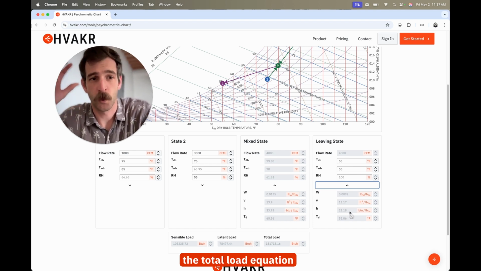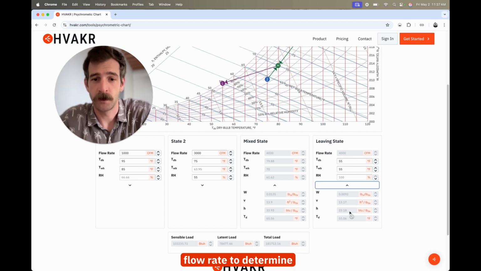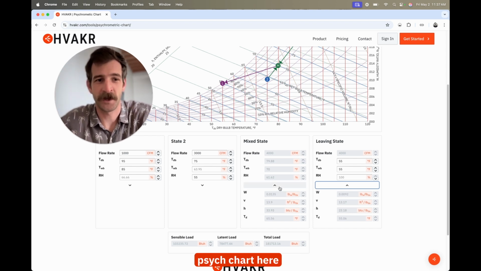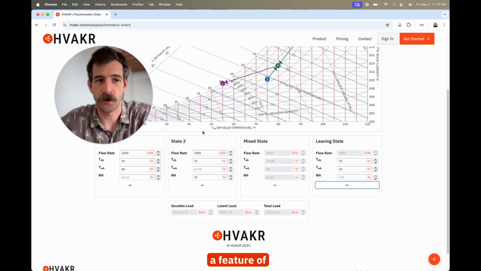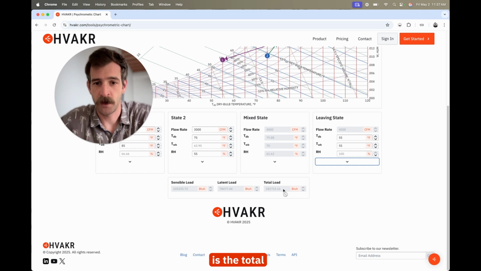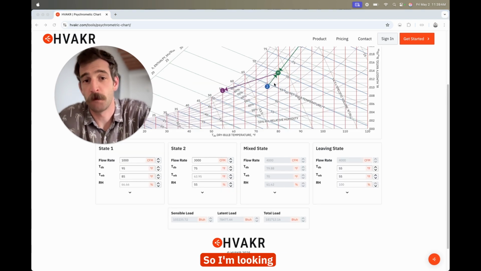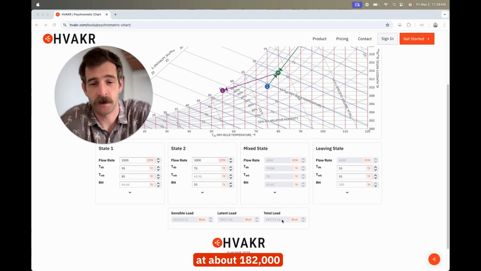I can use the total load equation using my mass flow rate to determine the load, or I can let the psych chart here do it for me. That's already a feature of this interactive psych chart. And at the bottom, you can see the load going from your mixed air state to your leaving air state. So this right here is the total load on that coil. This is the sensible portion, and this is the latent portion. So I'm looking at about 182,000 BTUs per hour.